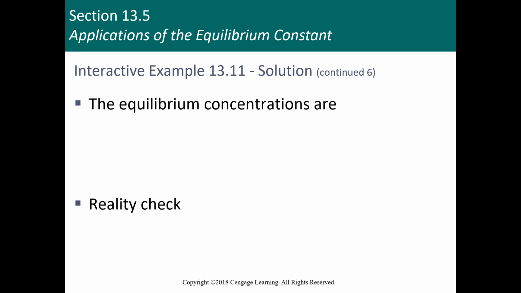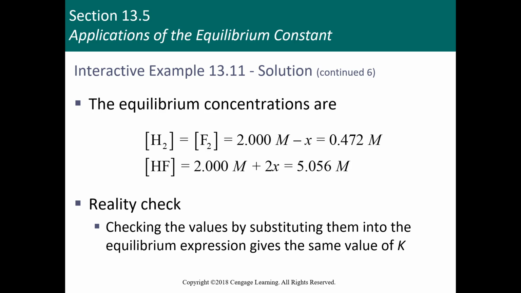So the equilibrium concentrations will be, we just take that value of x, we go ahead and plug it in to our previous table. And so we had 2 minus x. So we plug in our value of x, and that means that the concentration of H2 and F2 are 0.472 molarity. The concentration of HF, well again, this will be 2x, so 5.056 molarity. And yes, that'll give us our concentrations.